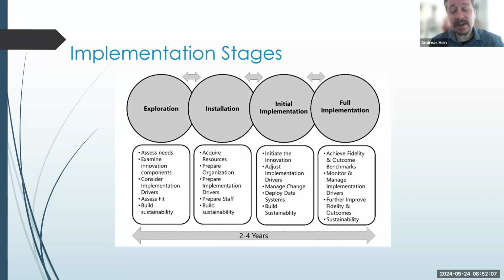Then you will have the installation. We'll start with training, preparing the organization, preparing implementation drivers, preparing the staff, building sustainability. And then you will start with initial implementation. And when does initial implementation stop? I would say one of the criteria is when half of the people, or 50% of the people working with the intervention, achieve a high level of fidelity or quality when they implement. And then you can scale up to full implementation. This is a rule of thumb.